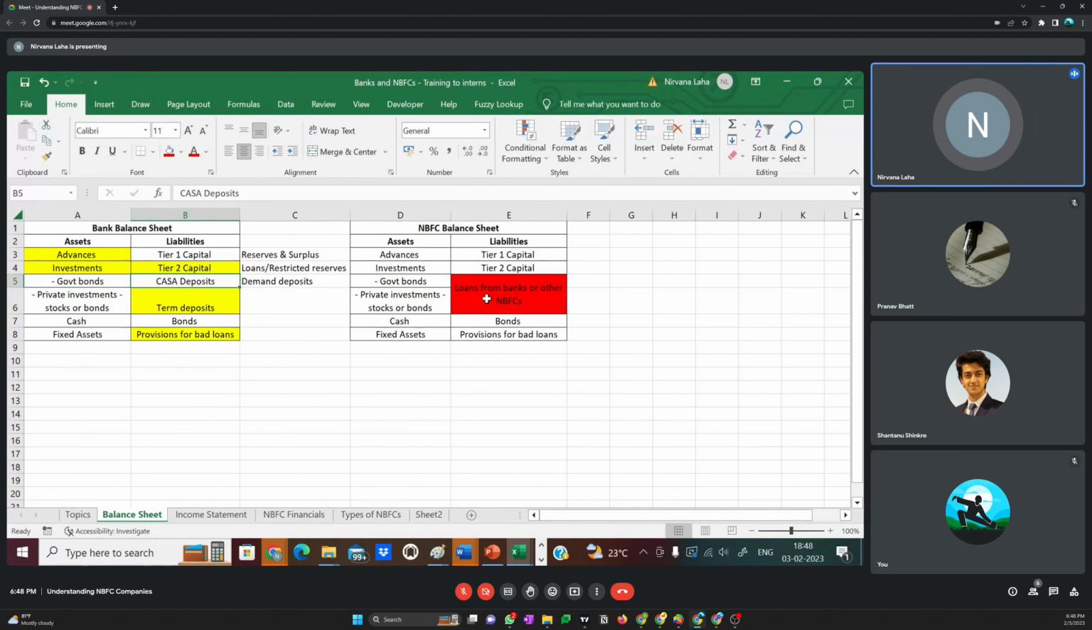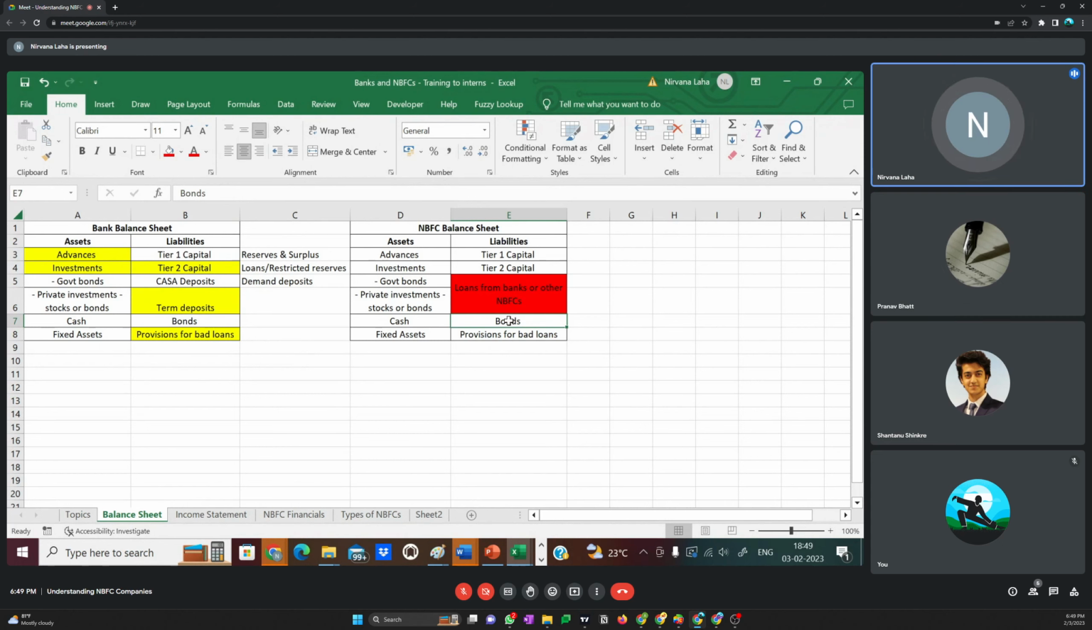NBFCs are not. They have to go to the banks and ask for a loan, or they have to go to the capital market and raise money through bonds. So who do you think will be able to raise funds cheaper, a bank or an NBFC? A bank, right? Because a bank has access to deposits. Yeah, absolutely. So a bank has your money, my money, parked in its current account and savings account.